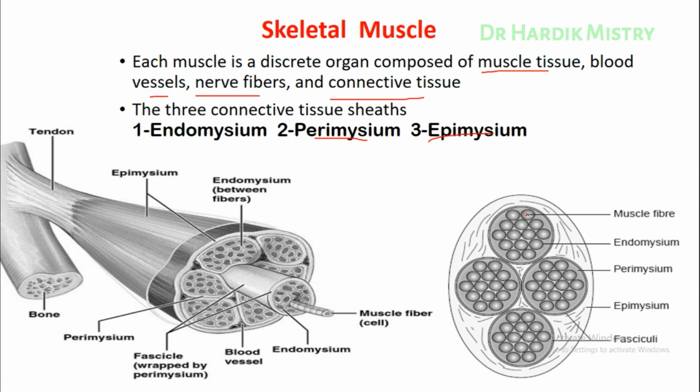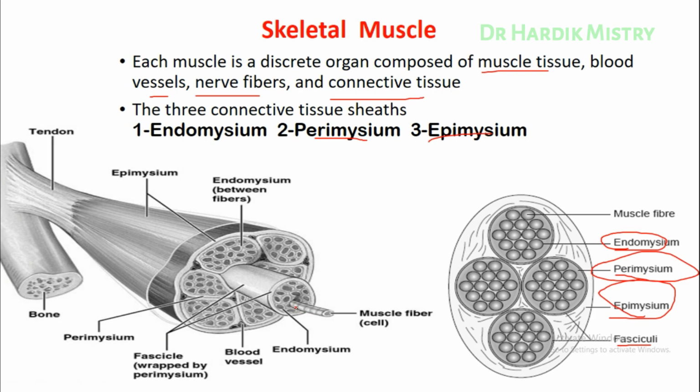So this is the muscle fibers, and all these muscle fibers collectively form the fasciculi. Whatever connective tissue sheath encloses the muscle fiber is known as endomysium, whatever connective tissue sheath covers the fasciculi is known as perimysium, and whatever connective tissue sheath encloses the whole of the muscle is known as epimysium.